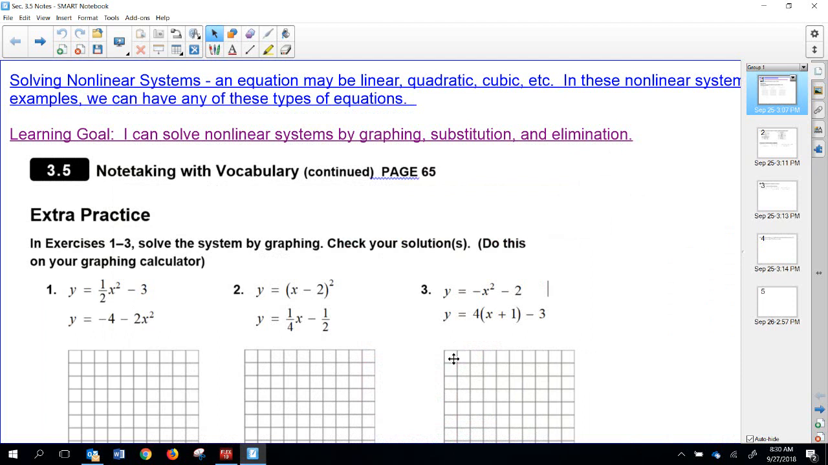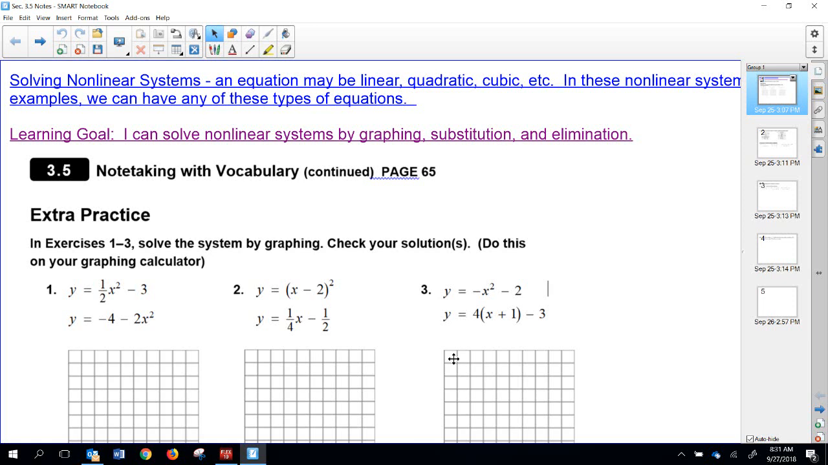Okay guys, so we're looking at page 65 in our student journal, page 65, and we are trying to solve nonlinear systems. Nonlinear systems are systems that may or may not be linear. If they're nonlinear, they might be quadratic, cubic, or even square root functions, lots of different types of nonlinears.